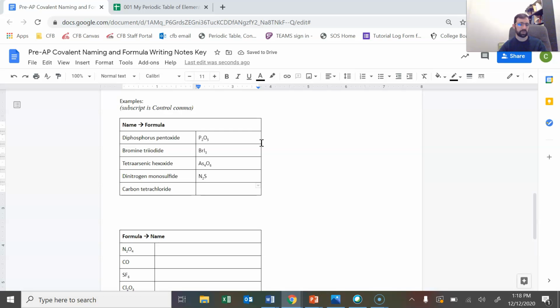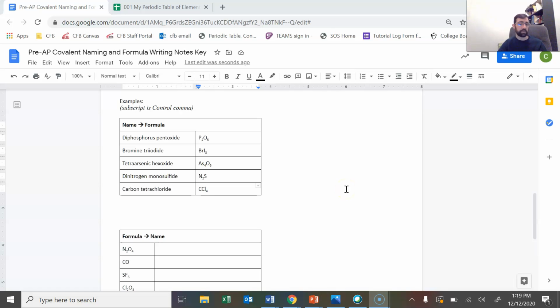Carbon tetrachloride. There's no prefix on the first name, so that's just 1 carbon. Tetrachloride, Cl. Tetra means 4. All right, pause the video, try a few examples in the practice, and then come back after about 5 minutes to learn the second half.